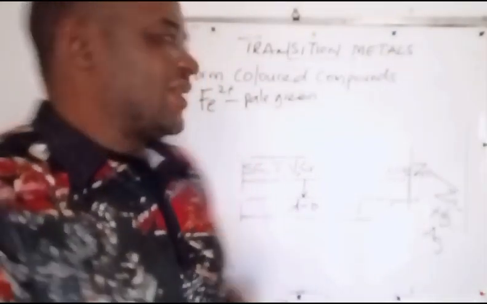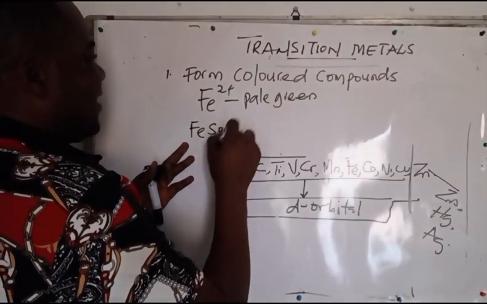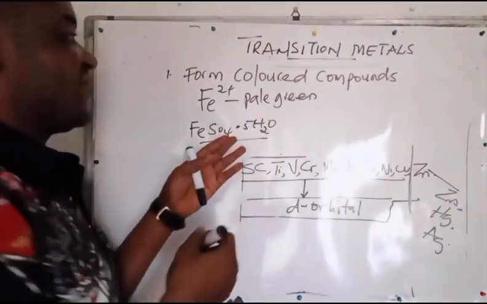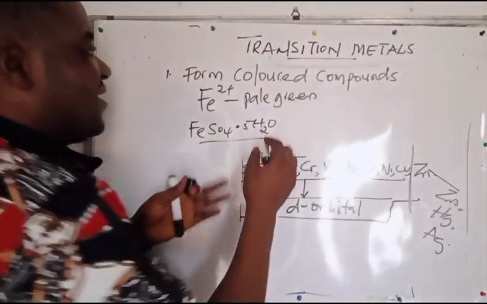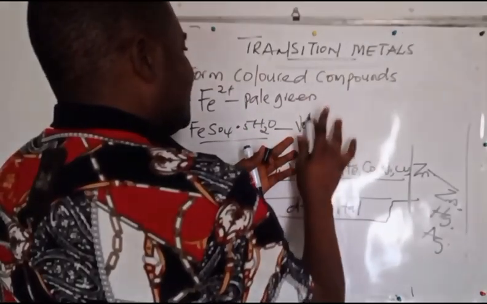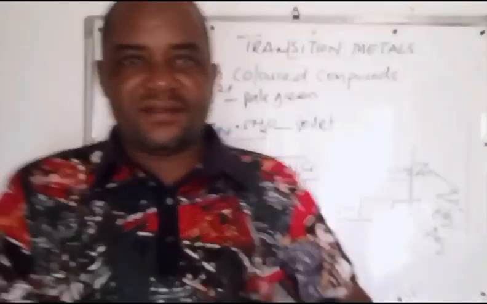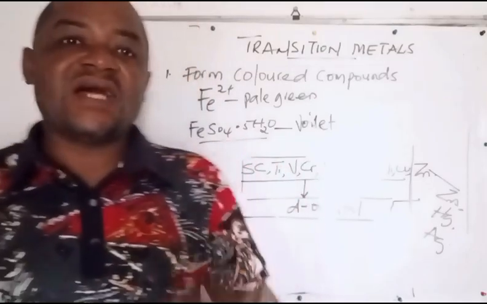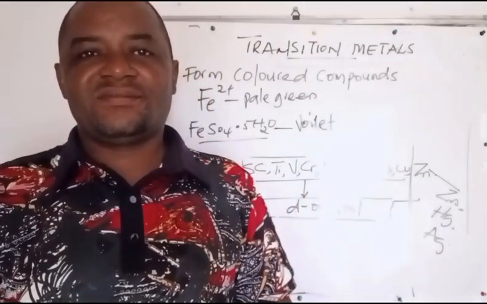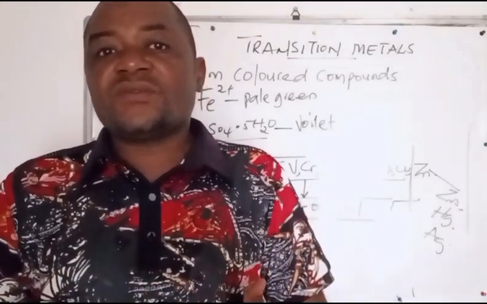Do you also know that if you put this iron, let's say iron sulfate, in water, that is to say it is now hydrated, the color you will get will rather become a violet color? That means that if you are preparing any solution using iron as a transition metal, the color you will get will be violet. Beautiful. So transition metals form compounds that are colored.